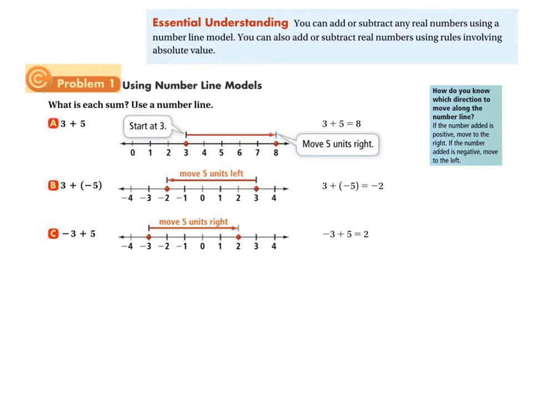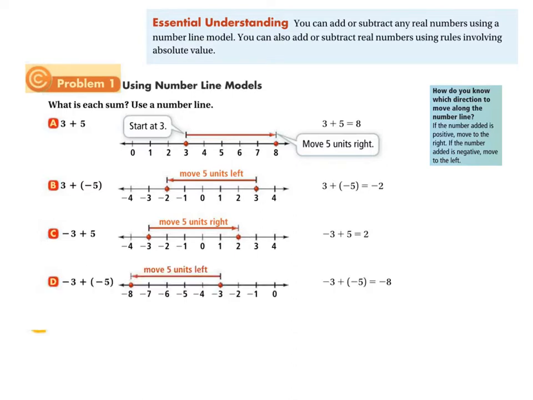What if it was negative 3 plus 5? Well, we'd start then at negative 3, and we're adding a positive number, so we move in the positive direction to the right, 5 units, and we land on 2. And finally, what if we moved from negative 3, 5 units in the negative direction? Here we start at negative 3, and we go in the negative direction 5 units, and we end up on negative 8. Okay, that's how to use a number line to add and subtract integers.